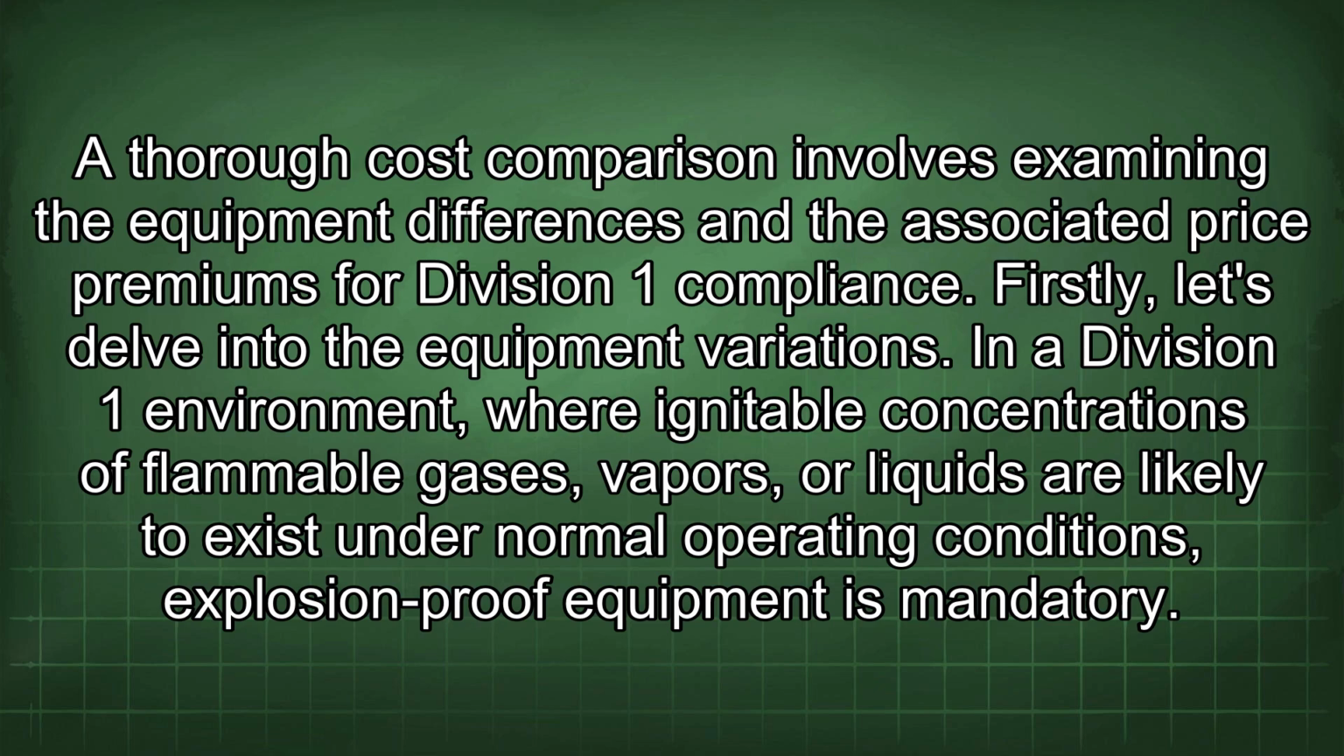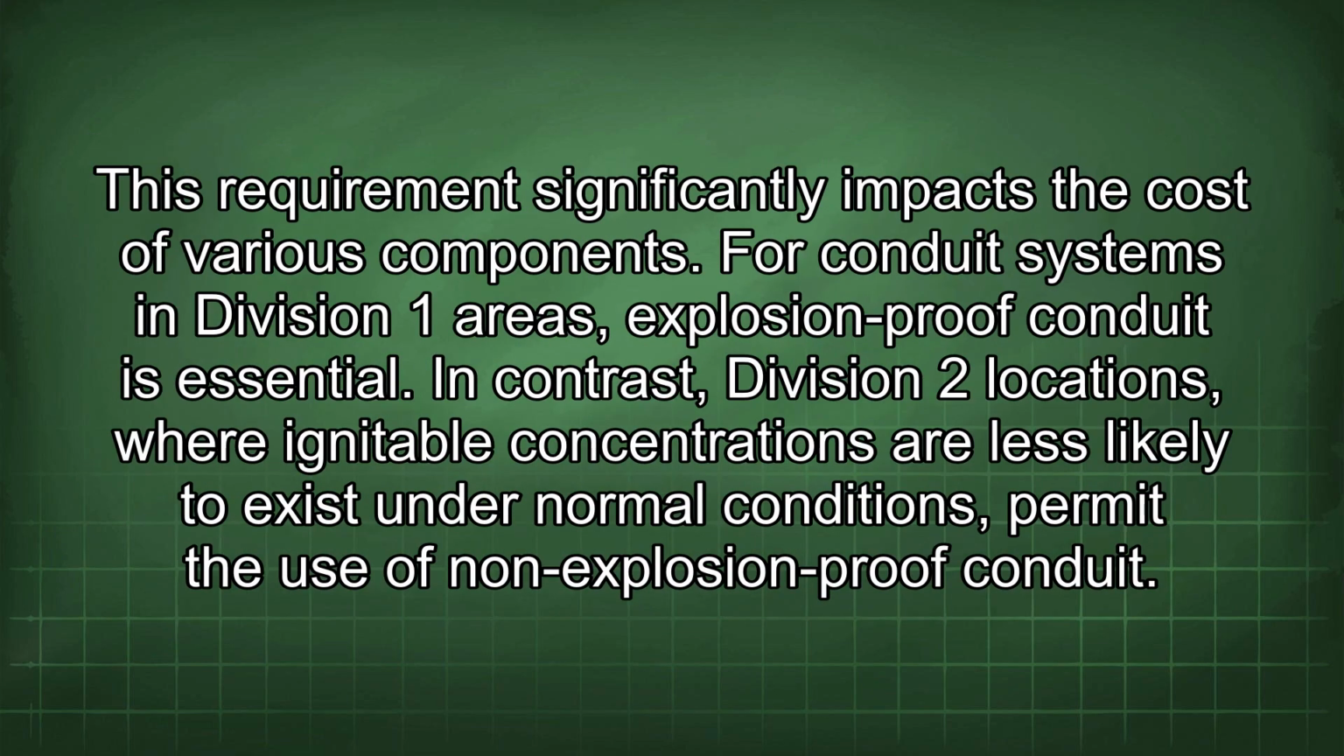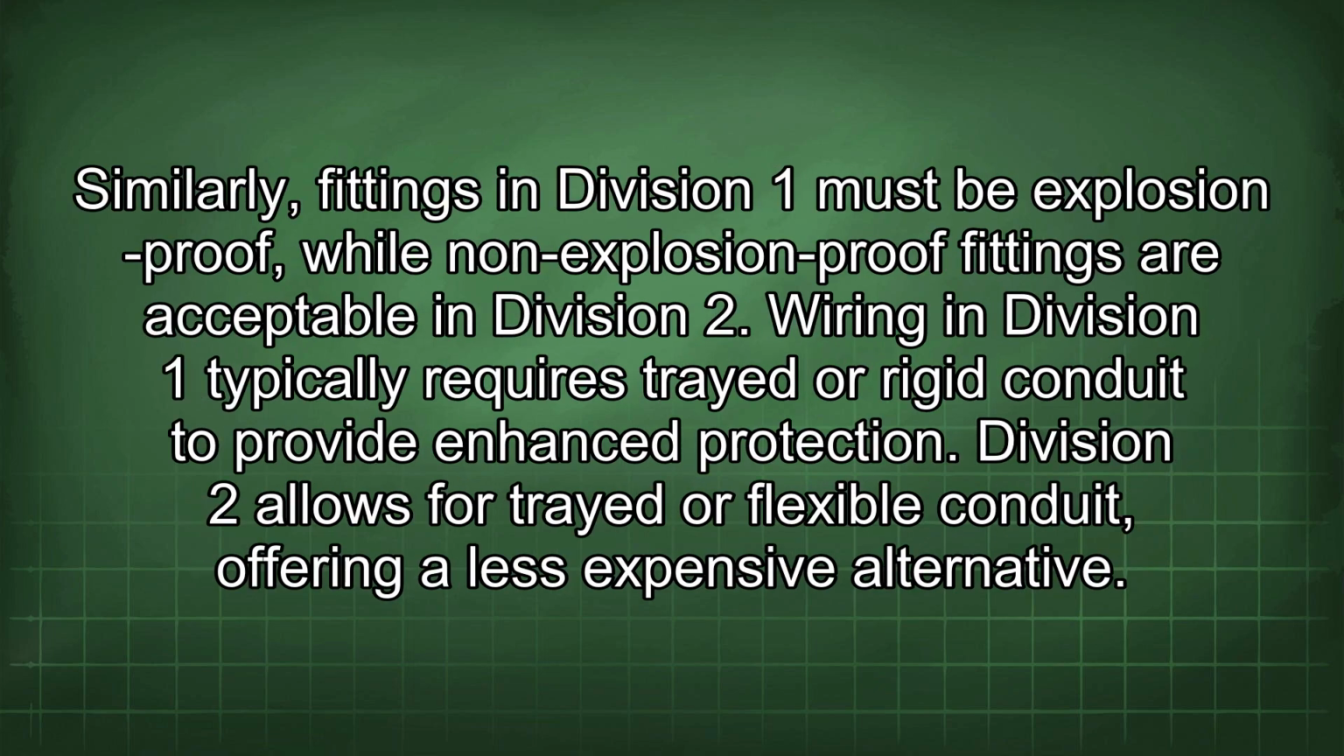Firstly, let's delve into the equipment variations. In a Division 1 environment, where ignitable concentrations of flammable gases, vapors, or liquids are likely to exist under normal operating conditions, explosion-proof equipment is mandatory. This requirement significantly impacts the cost of various components. For conduit systems in Division 1 areas, explosion-proof conduit is essential. In contrast, Division 2 locations, where ignitable concentrations are less likely to exist under normal conditions, permit the use of non-explosion-proof conduit. Similarly, fittings in Division 1 must be explosion-proof, while non-explosion-proof fittings are acceptable in Division 2.